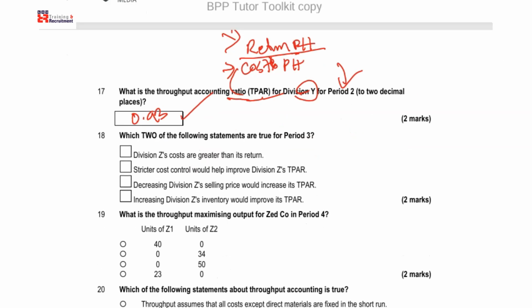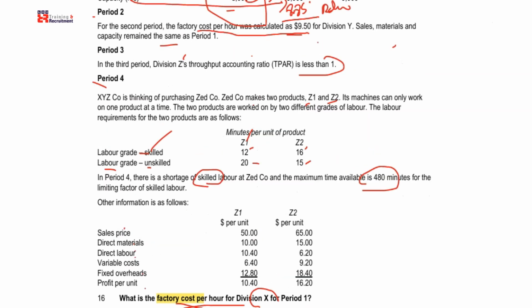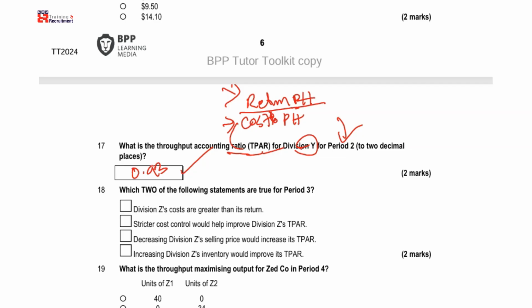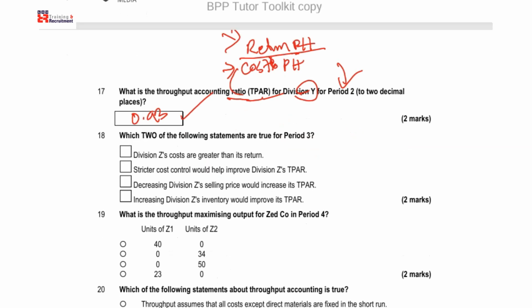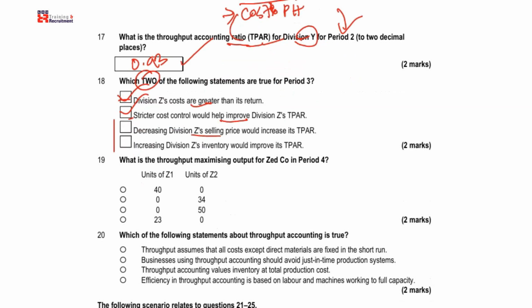Number 18, which two of the following statements are true for period 3? Can you see period 3? Throughput is less than 1. That means more cost, less profit, isn't it? Similar to Y, Division Z costs are greater. That's correct. They ask for 2. Stricter cost control would help to improve, wouldn't it? They would. These two are the correct answers. Decreasing division selling price would improve? No, of course not. Increasing inventory would improve? No. So these two are my answer.